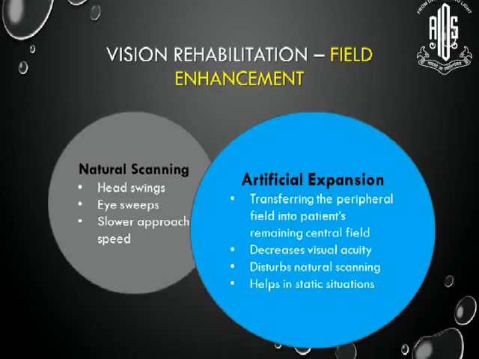Now we come to field enhancement. We can see the near vision has been taken care of. If the patient wants field enhancement through natural scanning, the patient can go for head swing and see the objects. The patient can move or rotate the eyes for eye sweeps, and a slower approach, slow speed, has to be taken care of. Artificial expansion is there, transforming the patient's peripheral field into the patient's visual field, using the patient's remaining central field.